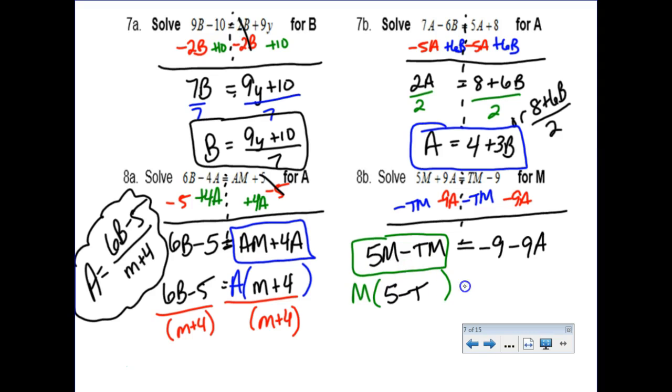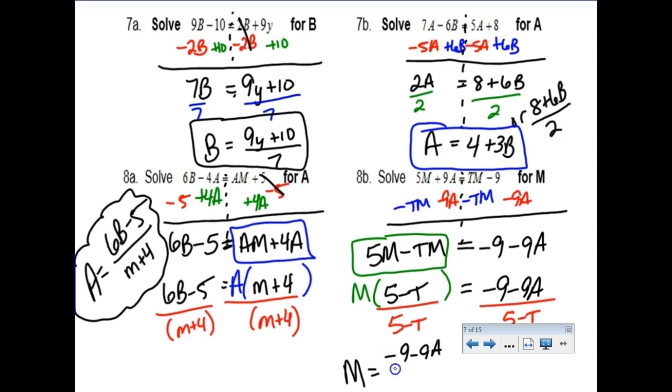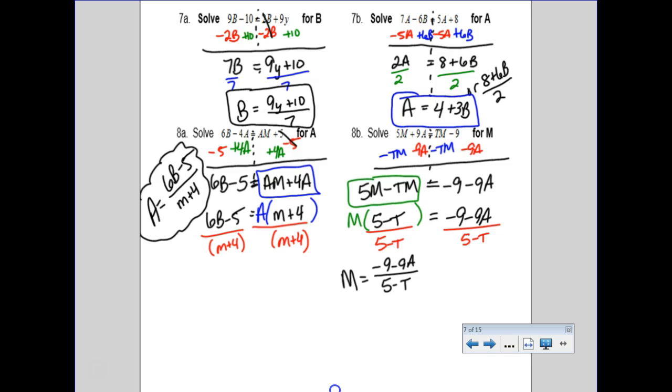This is one of those questions where depending on your approach, you might have a totally different answer than me. And it's okay, because they are equivalent. Now we're going to divide by 5 minus t. Somewhere I have to write my answer. m equals negative 9 minus 9a over 5 minus t. If you brought m's to the right side, you're going to have a very different looking answer. All the signs are going to be different, basically. But that works for me.